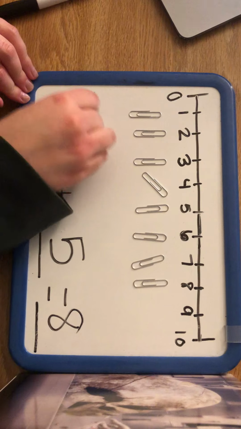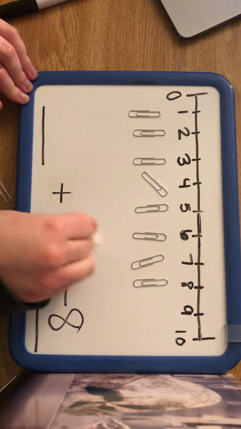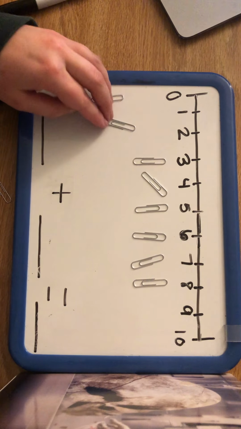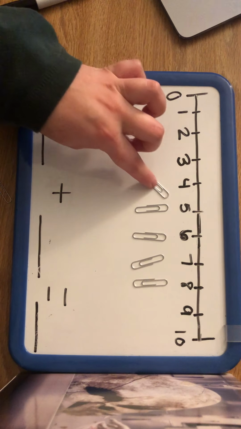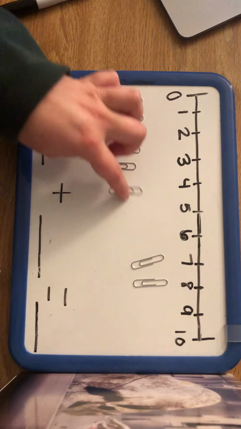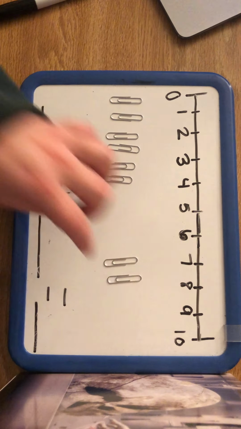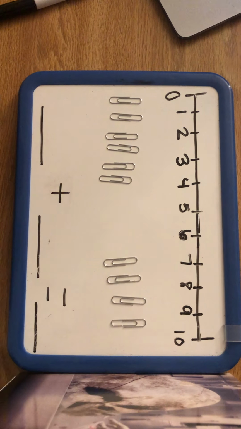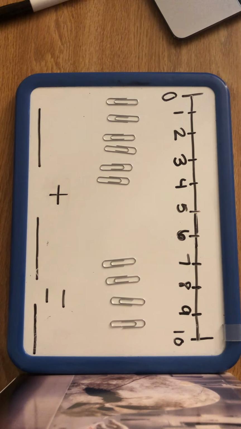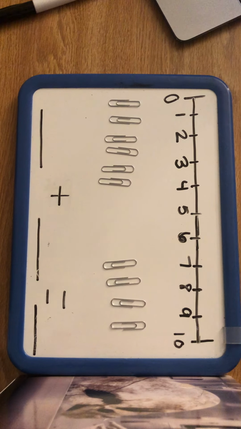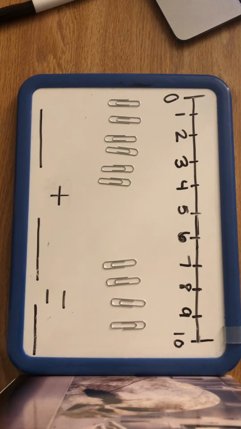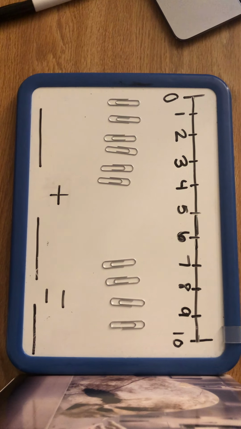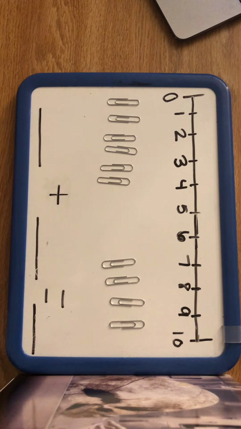Now let's move on to a second problem. Let me erase this first and set it up. So let's go to this example, but you guys are going to tell me what the steps are. So what is the first thing that we do? Count the paper clips in the first group. Great job. I like that you said which group to count first.